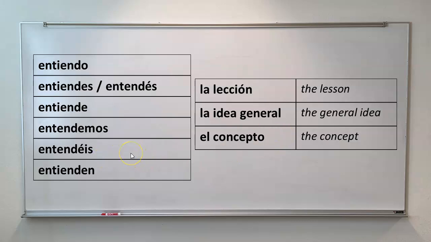Entendéis. Remember, vosotros or vosotras. You plural. You're addressing a group of people that you know well. So if you wanted to say you understand the lesson, you would say entendéis la lección. You understand the general idea. Entendéis la idea general. You understand the concept. Entendéis el concepto.